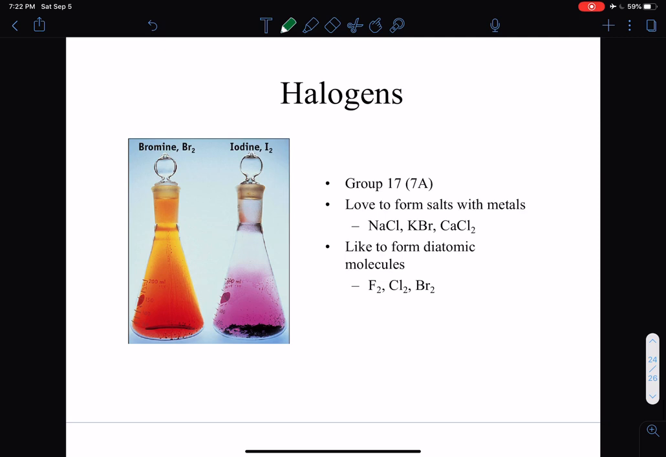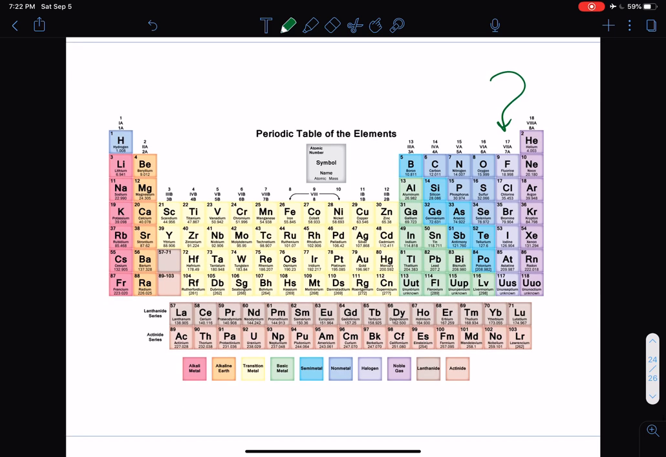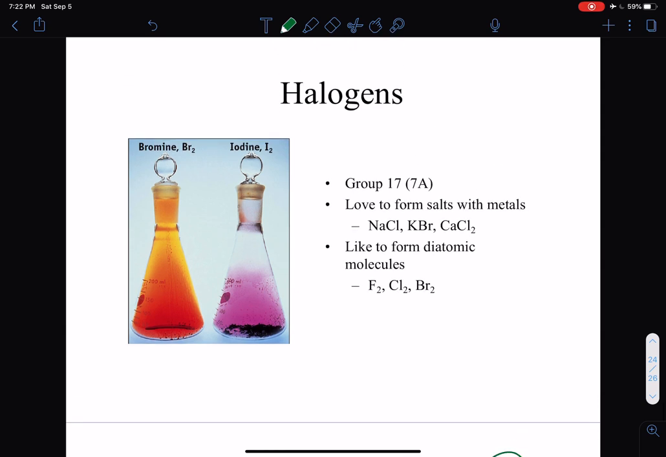All right, moving on to halogens. Halogens are group 17, which is also called group 7A, and those are these guys right here. So we've got fluorine, chlorine, bromine, and iodine. I don't know why it's iodine and not iodine, but some professors will say iodine. So that actually makes more sense, but Americans say iodine.